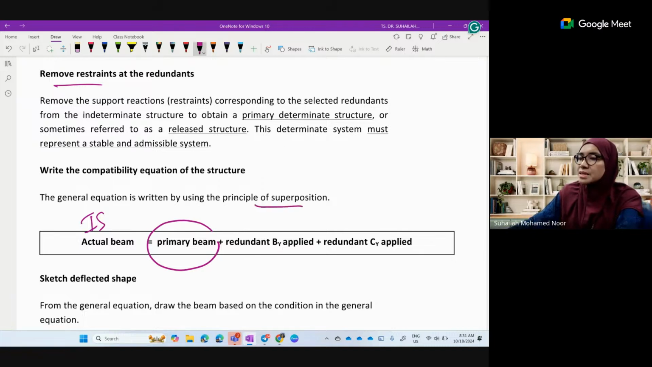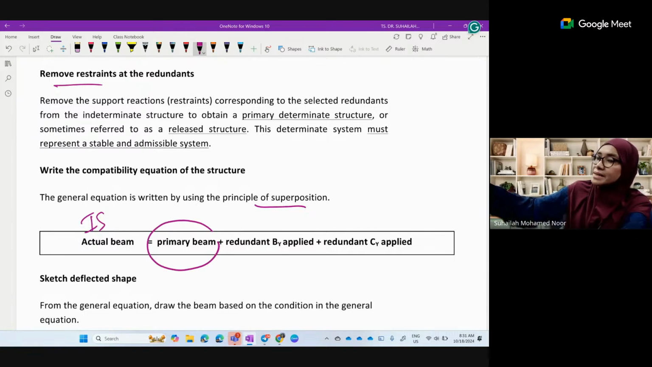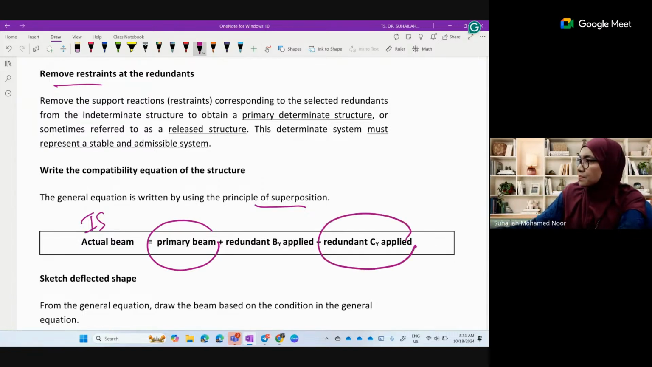So we apply the principle of superposition, same with the previous one, right? One redundant, same, except kita ada another one here, right? Okay, so previously we only have primary beam plus redundant applied, right? So this time we have redundant 1, redundant 2. We have redundant BY applied, redundant CY applied. So both are redundant system.